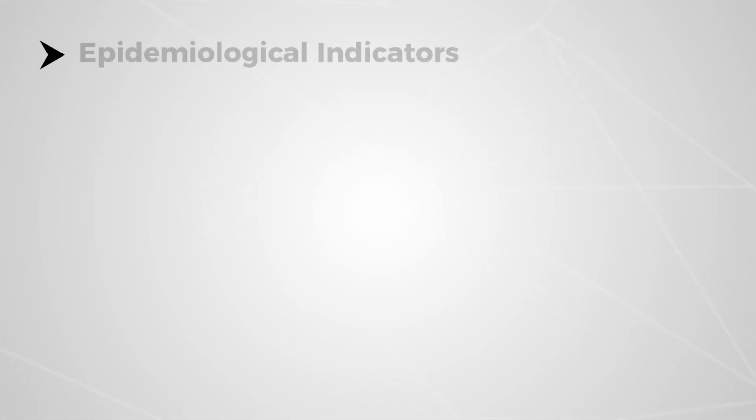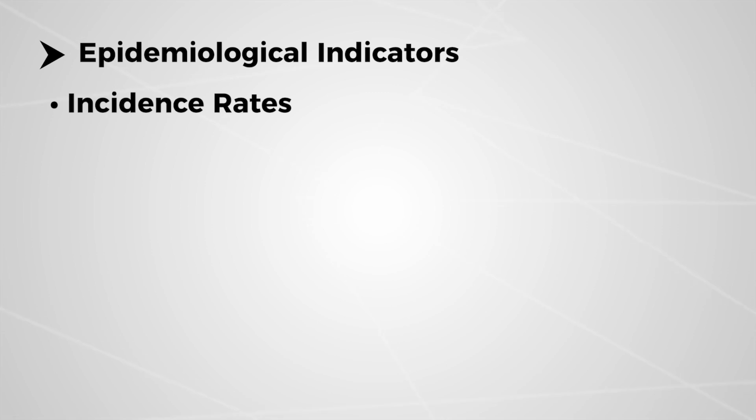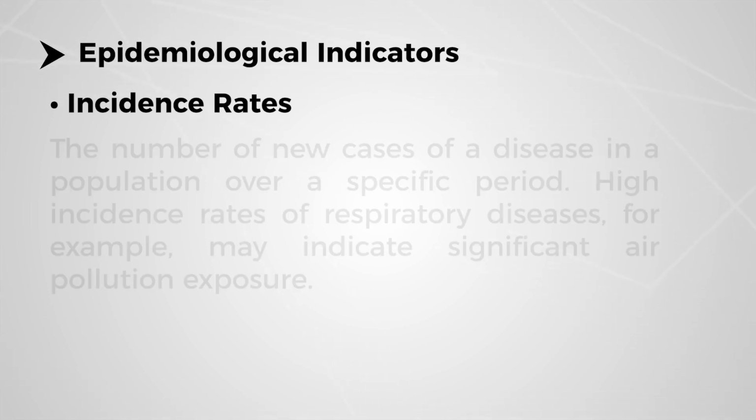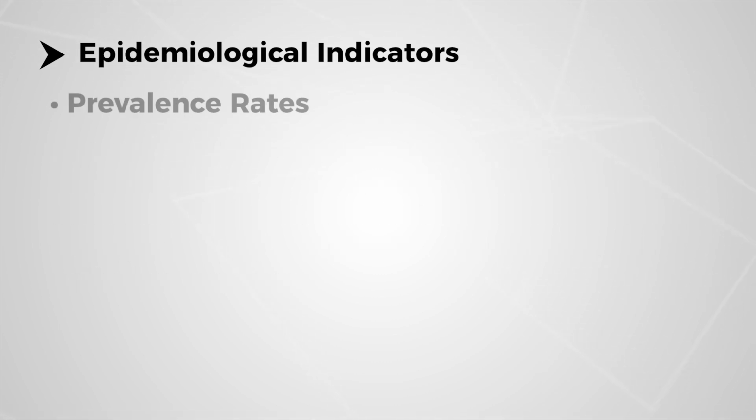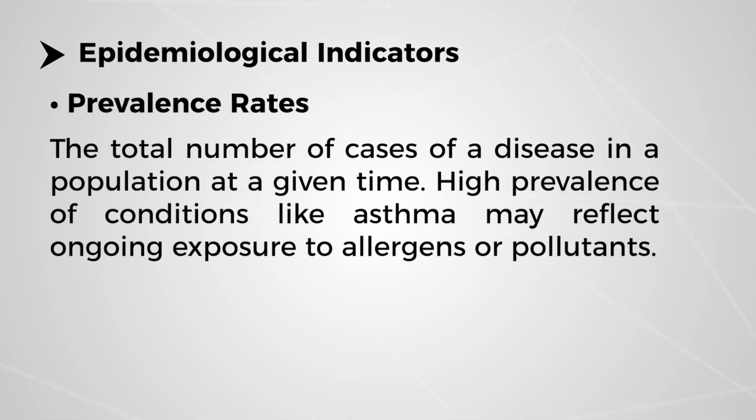The epidemiological indicators are another factor, like incidence rates, the number of new cases of disease in a population over a specific period. High incidence rates of respiratory disease, for example, may indicate significant air pollution exposure. Then prevalence rate is the total number of cases of disease in a population at a given time. For example, high prevalence of conditions like asthma may reflect ongoing exposure to allergens or pollutants.